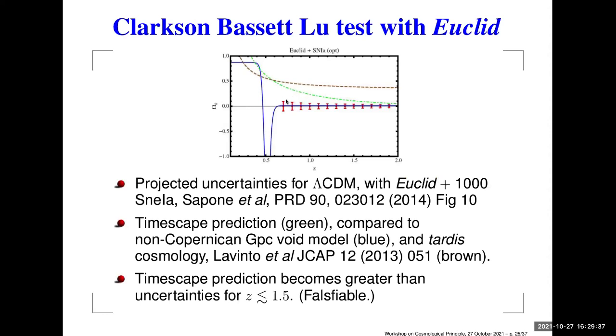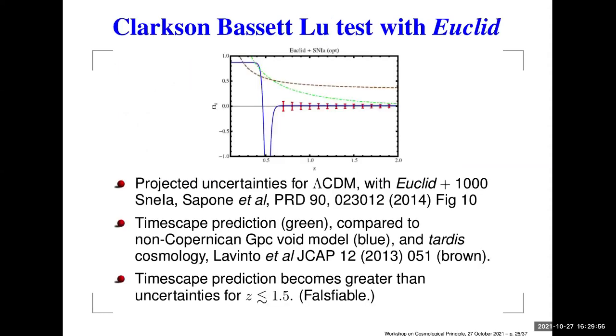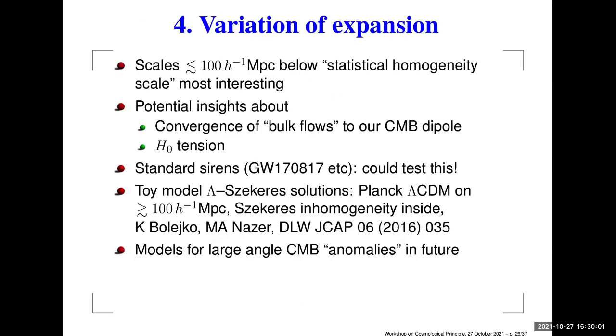So I predict that, and whether this is exactly correct or not, this is a ballpark. We should see a falsification of lambda CDM over this range of redshift, which is achievable provided you actually deal with the many issues about data reduction and systematics, which I don't have time to go into. Variation of expansion below the scale of statistical homogeneity is actually very interesting.